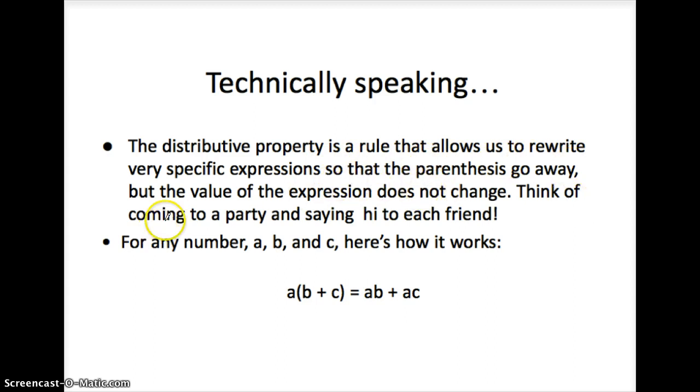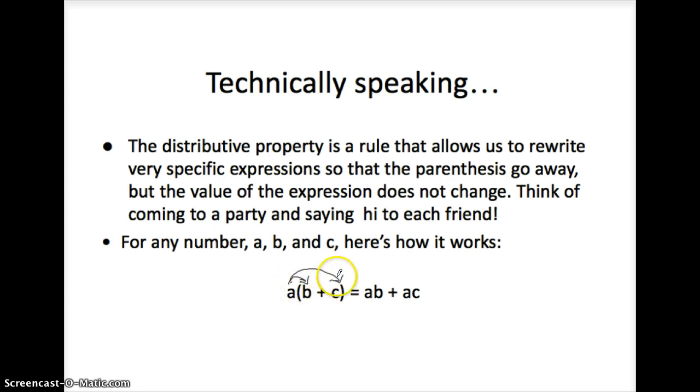Think of it as going to a party and saying hi to each friend. For any numbers A, B, and C, here's how it works. If we have A and parentheses right next to it, with no sign or anything, and then B plus C inside the parentheses, what this means is that we are distributing this A to each term in the parentheses. It's like saying A times B plus A times C, because we're just distributing it.